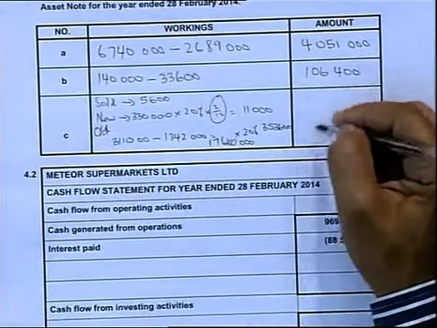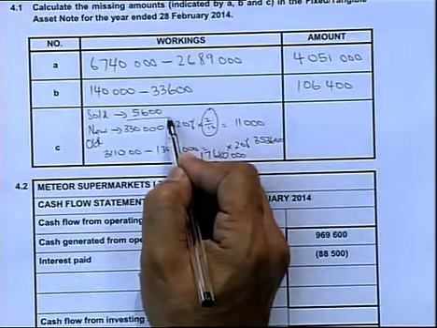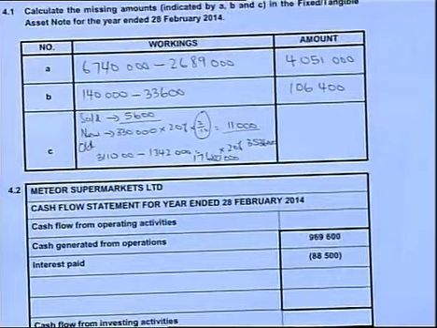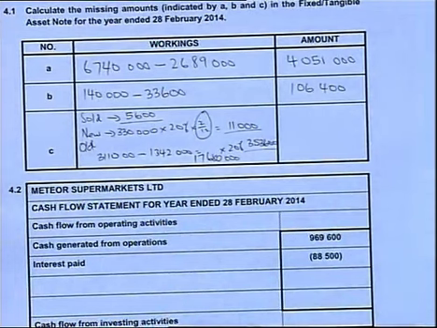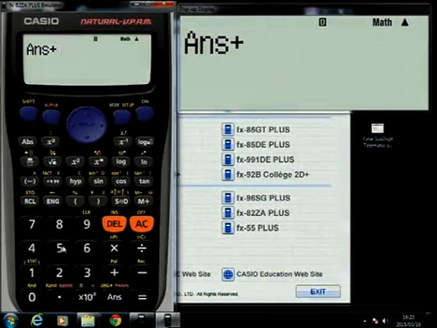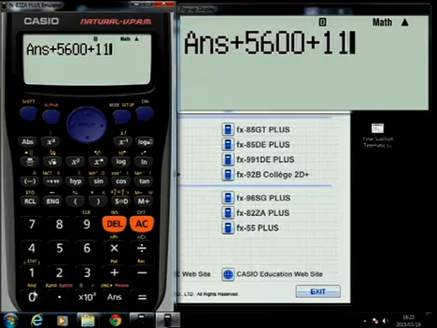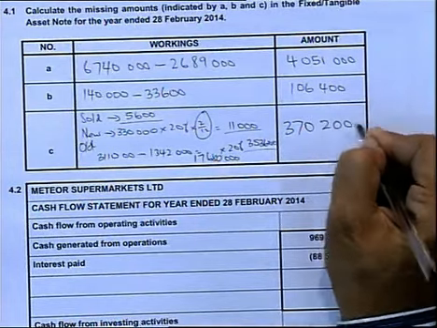Okay. Then all we have to do is calculate the depreciation. So we take the depreciation on the vehicle that was sold, the depreciation on the new vehicle, which was 11,000, and the depreciation on the old vehicle, and we add those three figures together, and then we should get the answer for depreciation. So on the calculator, we still have the depreciation of the old, so we just have to add the 5,600, and we have to add the 11,000. And that gives us the depreciation for the year, which is 370,200.